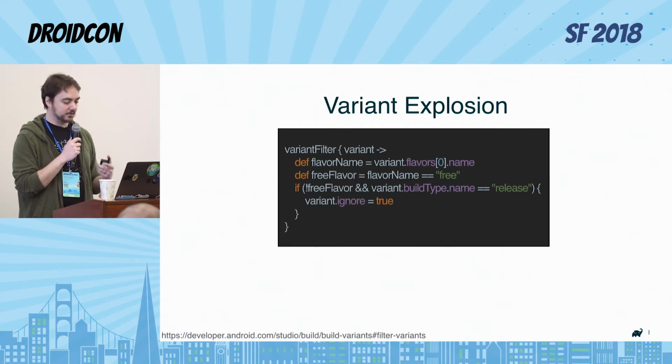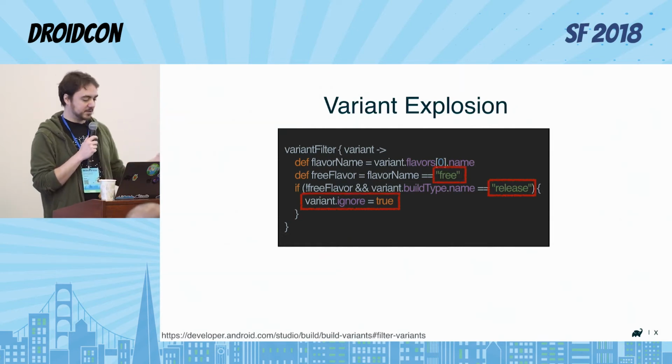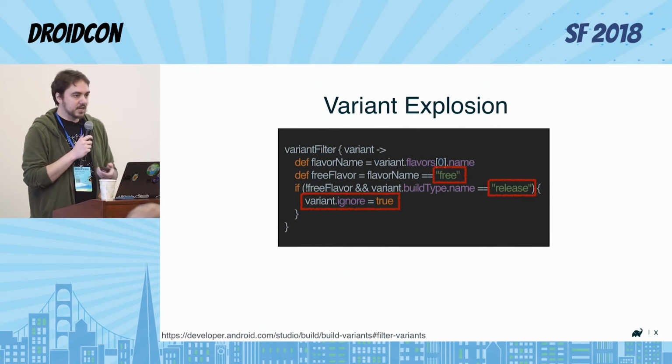And the Android plugin has to configure all of them eagerly at configuration time. We've got dozens, hundreds of tasks created and configured for each of these variants, and you won't even use most of them. In this example, we imagine that we have free and paid flavors. Obviously, you never released a free version of your app, so you ignore that variant.